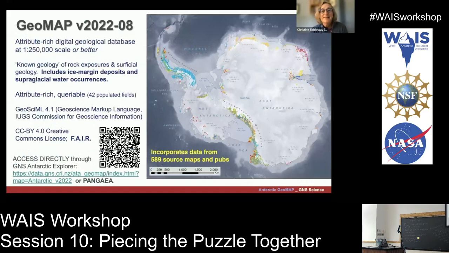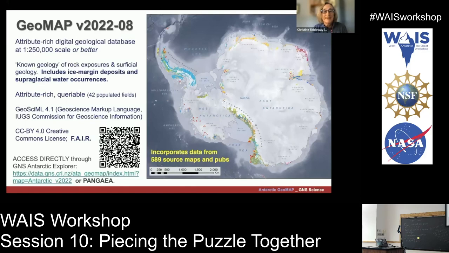GeoMap is a digital geological database that depicts known map geology of rock exposures and now, for the first time, ice margin deposits, unconsolidated materials, and seasonal superglacial water occurrences at continent scale. The resolution is 1 to 250,000 or better for some parts of the Antarctic continent.